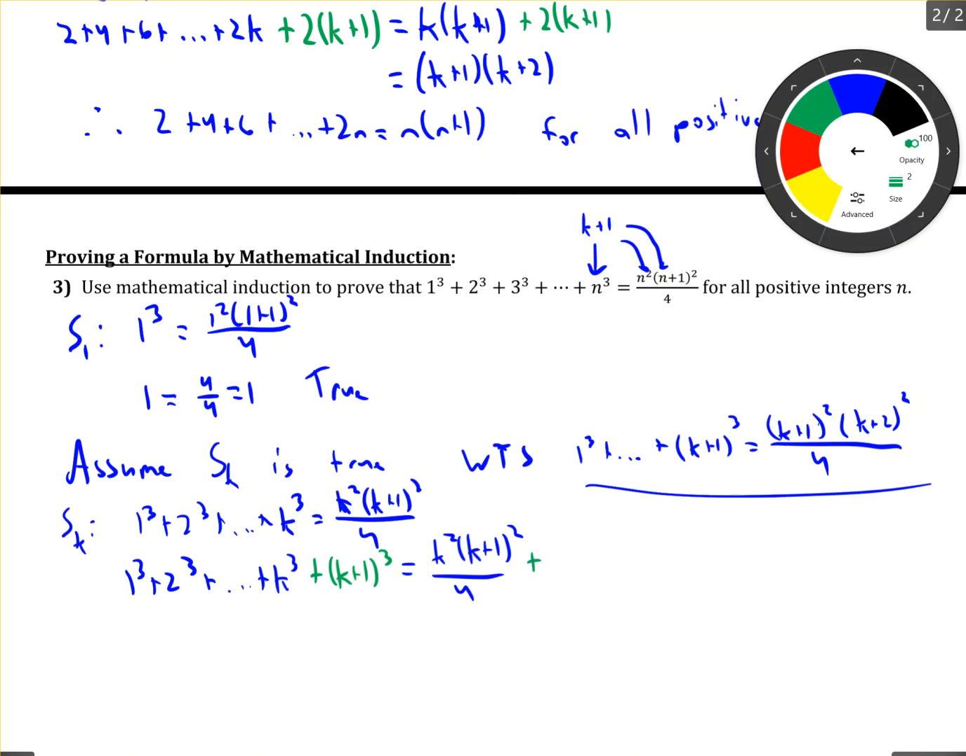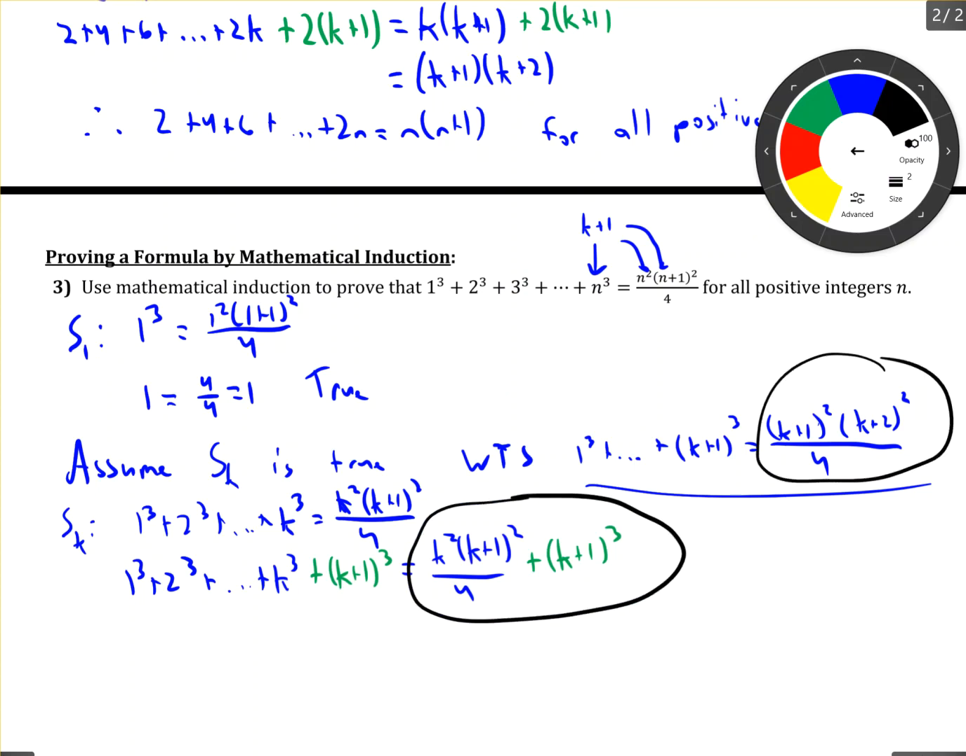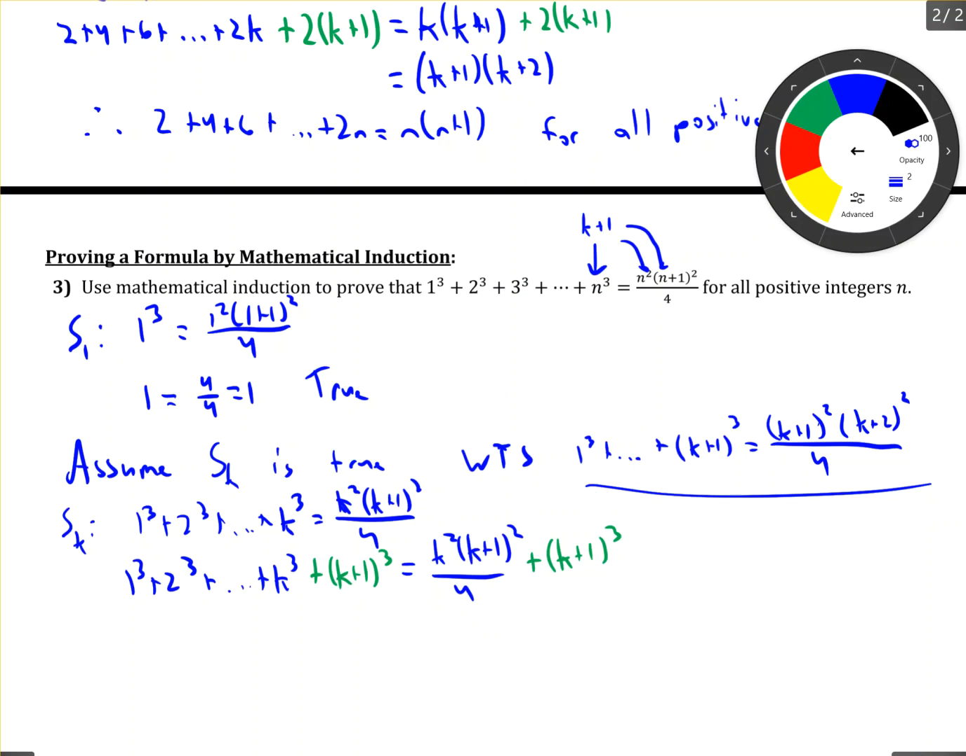And so plus k plus 1 cubed. Now, there's different ways of doing this. You could multiply it all out, see what happens. But basically what we're going to try to do is make this guy look like this guy, using algebra tricks and stuff like that. We want to make those look the same. And so looking at this, I'm going to find a common denominator.